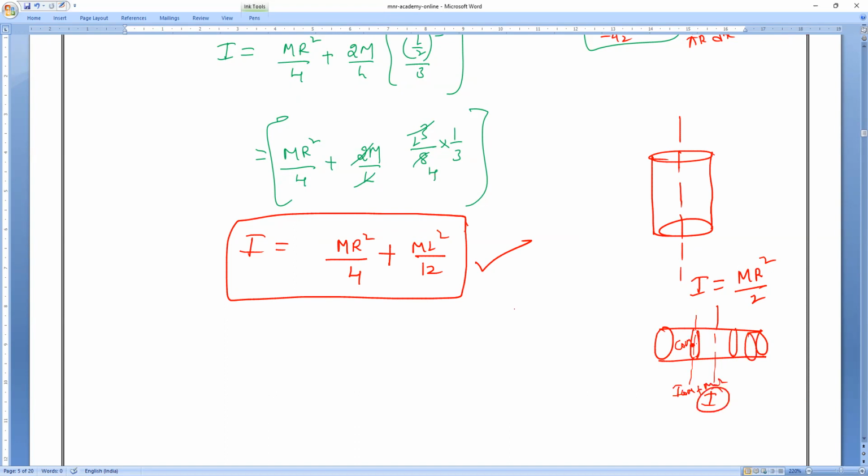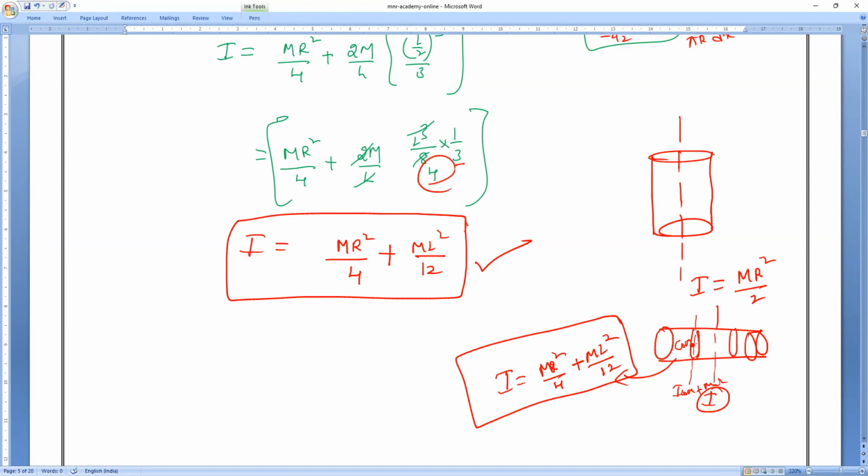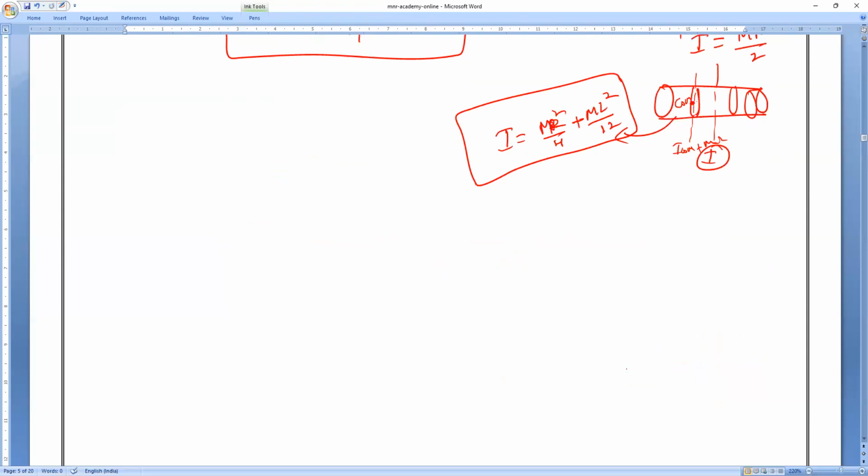You can form infinite number of disks. So for this case, what is the moment of inertia? Everybody? mr square by 4 plus ml square by 12. So this is the formula: ml square by 12. 4 3s are 12. So please learn it. Clear, brothers? Formulas: this is mr square by 2 and this is mr square by 4 plus ml square by 12.